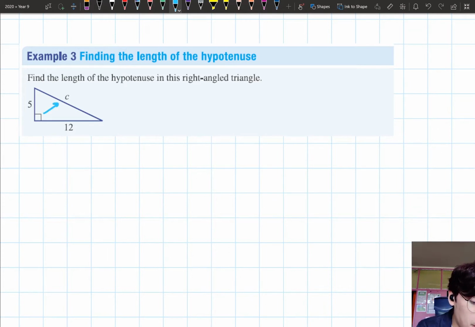So here, the hypotenuse is opposite my right angle. So in fact, C is my missing side. It is in fact the hypotenuse here. So let me follow the steps I have written up above.